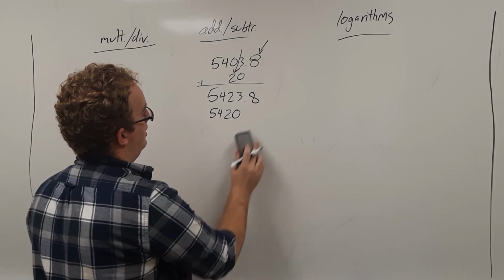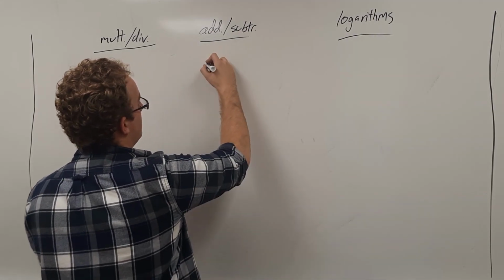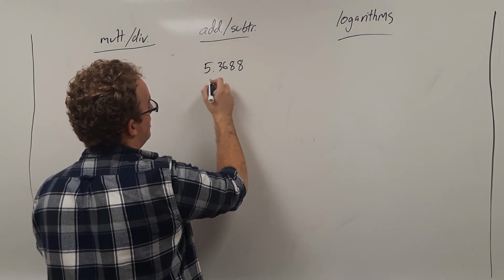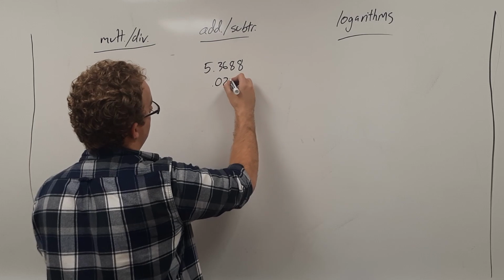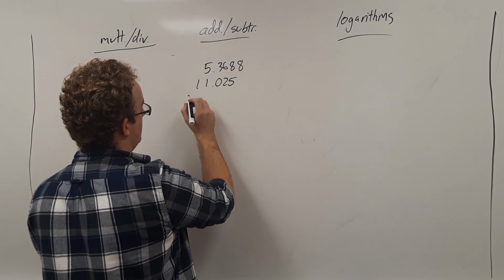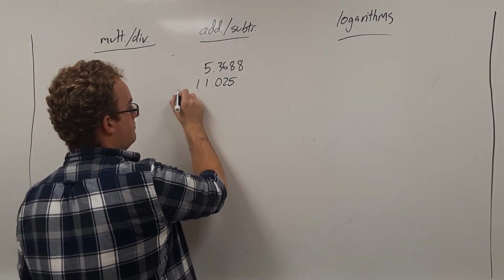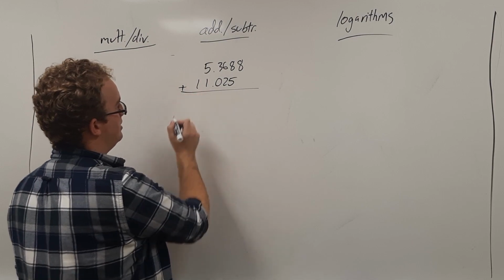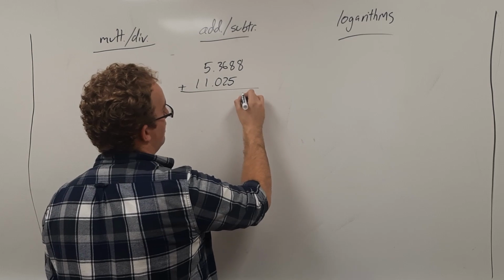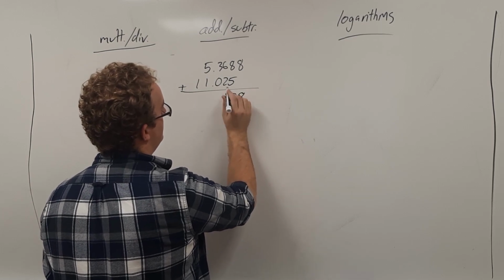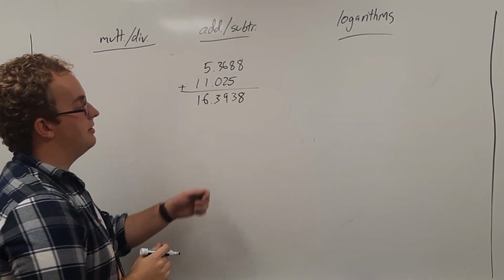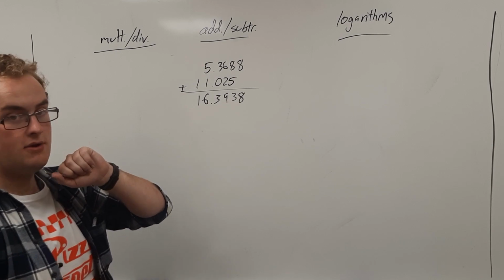Let's do another one. Let's say we're adding the number 5.3688, and we're adding 0.025. Actually, let's make this 11.025. And we're going to be adding these, but again, all these rules work the same if you're doing subtraction. Then your calculator will tell you, have an 8 there. This will be a 13. This will be a 9. This is a 3. There's your 0.6. That is what the answer your calculator will probably tell you.